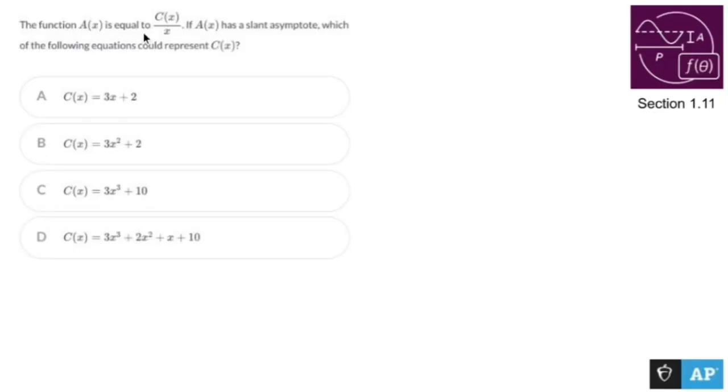The function a of x is equal to c of x over x. If a of x has a slant asymptote, which of the following equations could represent c of x? All right, so a of x has a slant asymptote. It's being divided by x. The only way you can get a slant asymptote is if your leading coefficient for c of x is x squared because it's 1 degree higher.